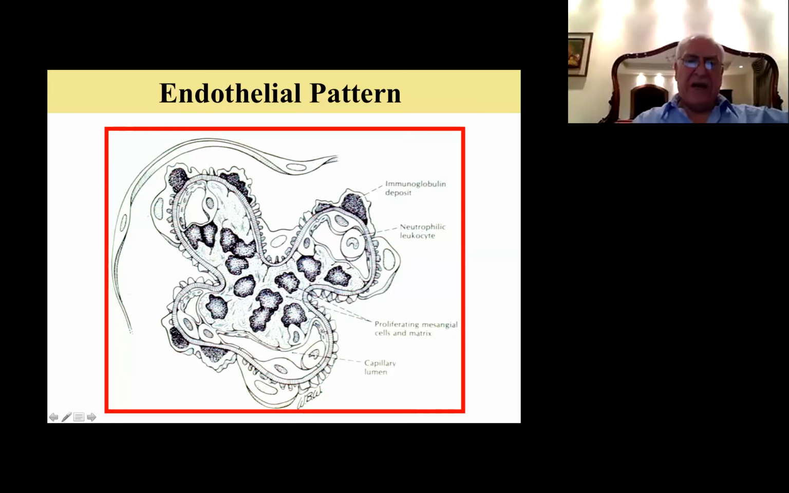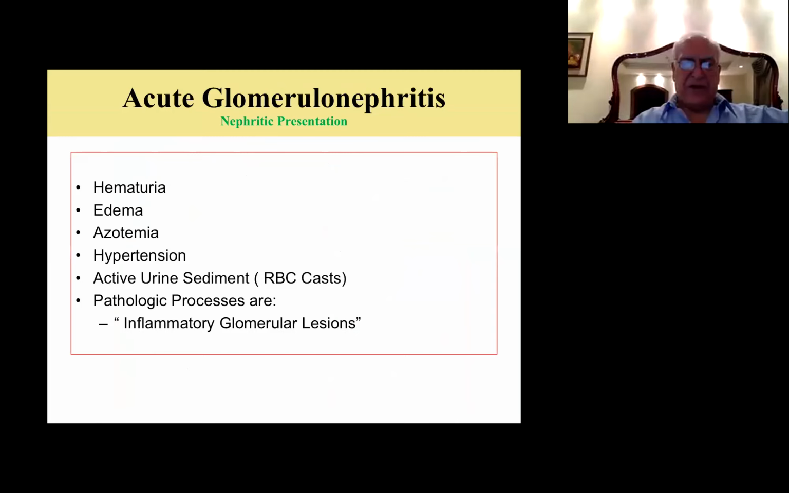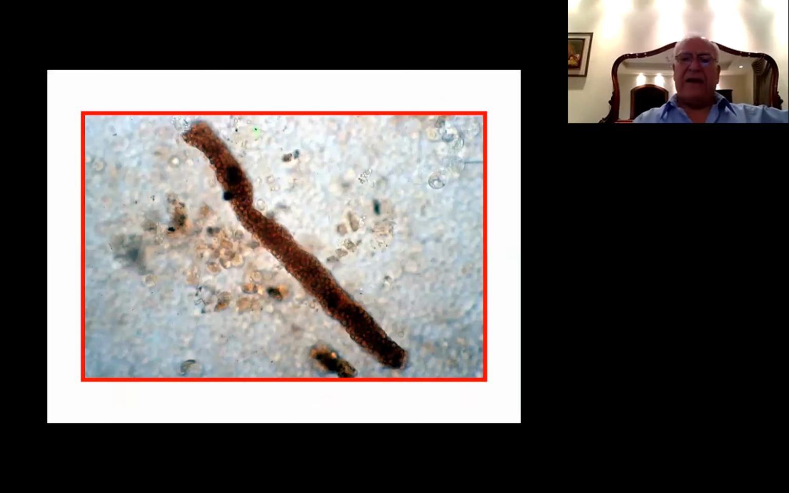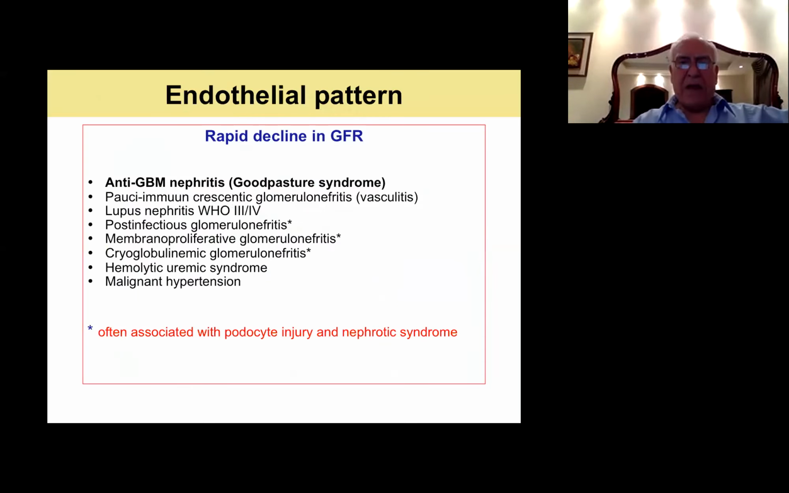How do they present: hematuria, edema, azotemia, hypertension, active urine sediment, RBC casts most of the time, and it's an inflammatory glomerular disease. Typical example is this. If you are lucky enough, that's what you'll see. This is a red cell cast. Again, we do see from the endothelial injury, rapid decline in GFR, we call anti-GBM antibody, pauci-immune, lupus nephritis, again, post-infectious, membranous, cryoglobulinemia, a list of diseases, it's really growing.